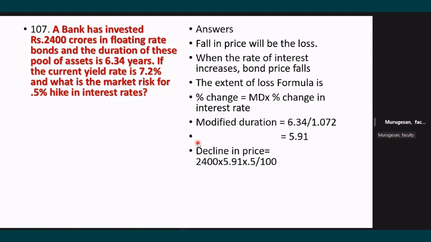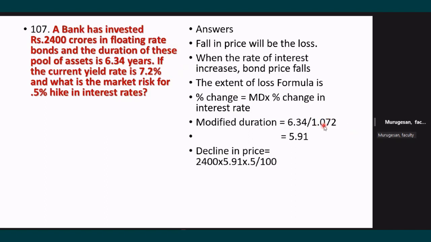Modified duration is equal to D divided by 1 plus R. This is the formula. What is D? D is duration. From duration, you can find out modified duration. What is 1 plus R? R is the rate of interest. But R, you have to convert to decimal. Here, what is R? 7.2. That you convert to 0.072. Suppose 11% means 0.11. 7.2 means 0.072. So 1 plus R means 1.072.